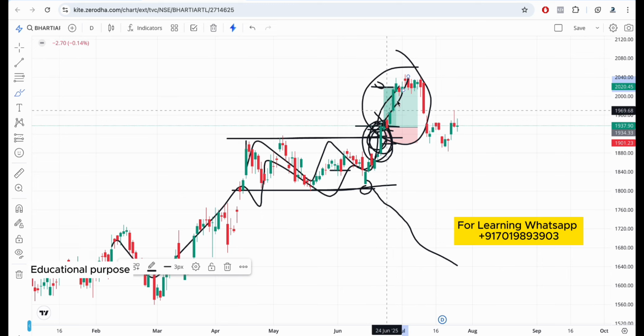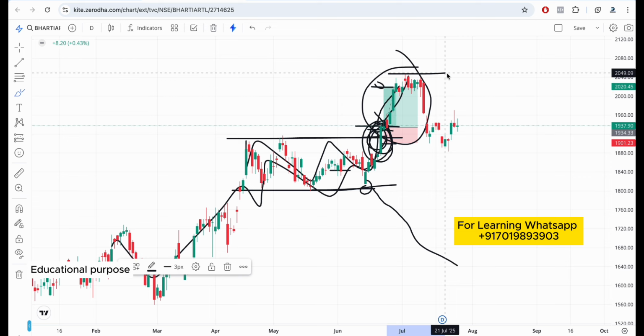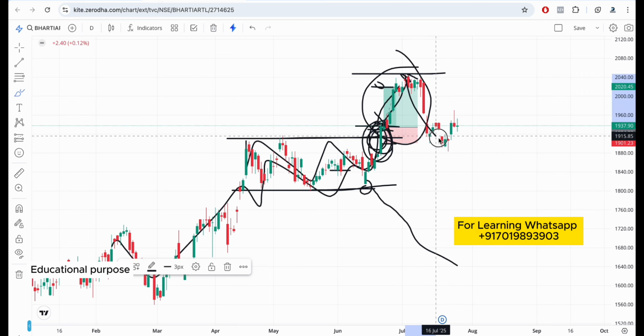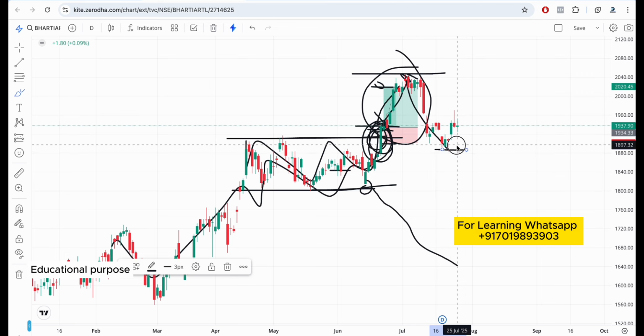After going to 2020, the stock price went up to almost 2043, and from there the price was rejected again. I mean, the resistance was hit, or profit booking also happened here, and from there you can see the price has come down. Now you can see the recent lowest point this stock has touched is somewhere around here, around 1880, and from there it is now giving a bit of a retracement on this particular chart.